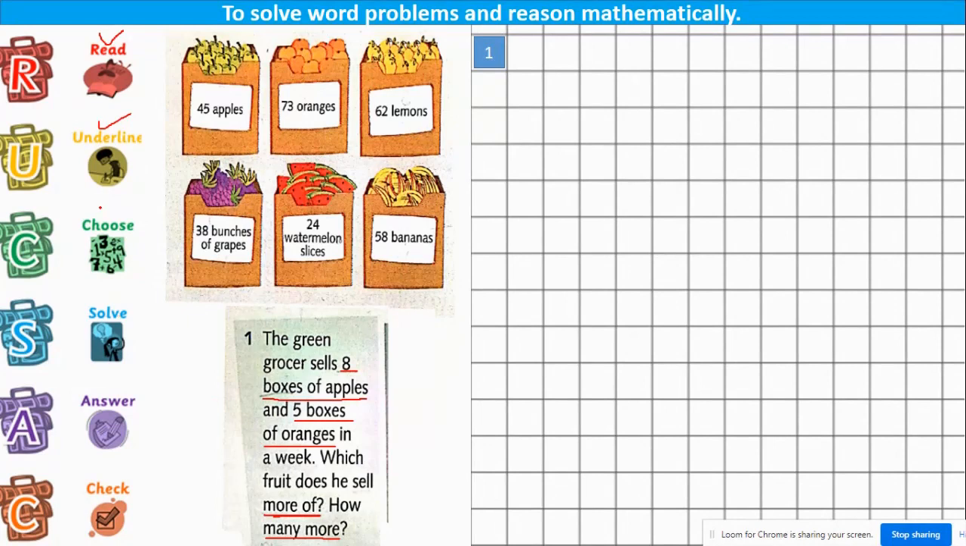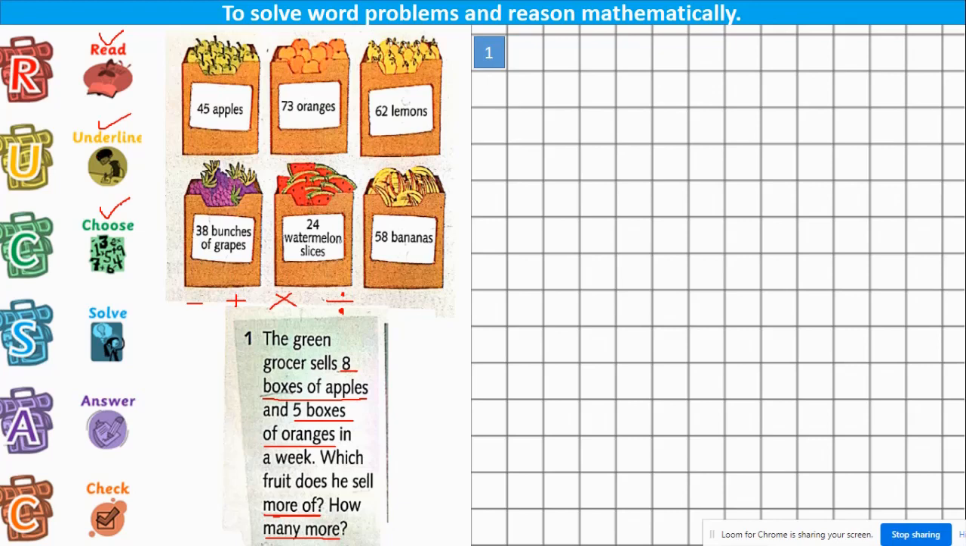We have to choose. Now, what do we have to choose over here? We have to choose the correct mathematical operation. Now, what is a mathematical operation? Minus or subtraction, plus or addition, multiplication or division. These four are the mathematical operations that we use. Okay, let's go ahead.